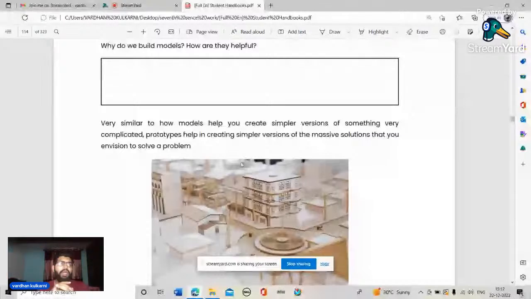So now, what is a prototype? A prototype is a simple experimental model of a proposed solution that is used to test ideas, capture learnings, and refine the solution itself. This stage is known as rapid prototyping.